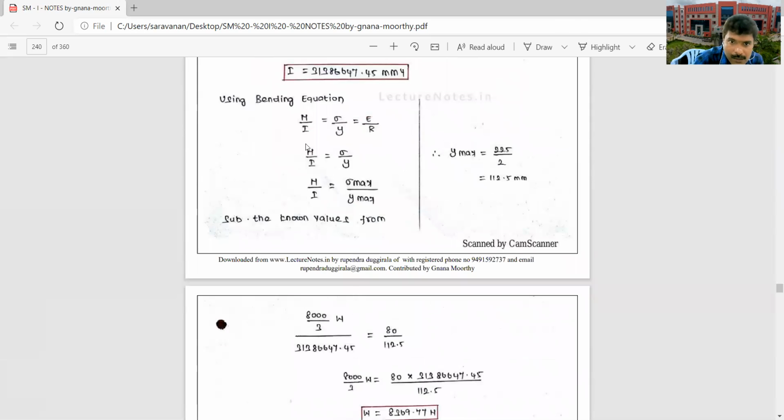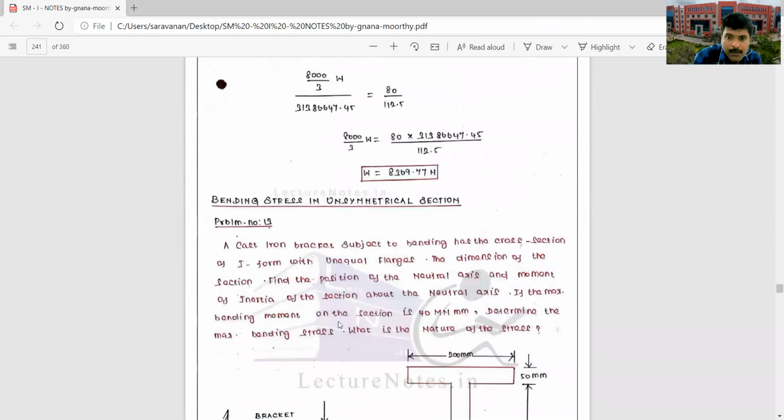And you know the bending equation M by I equal to sigma by Y. So M by I equal to sigma maximum by Y maximum. Y maximum is nothing but the total depth D, 225, divided by 2, D by 2. So if you substitute Y maximum, the moment value 8000 by 3 into W, sigma maximum, and the moment of inertia, where sigma maximum is given in the problem, and solve for the unknown concentrated load W, you will get it. So this is how you have to calculate the values. Thank you for listening.